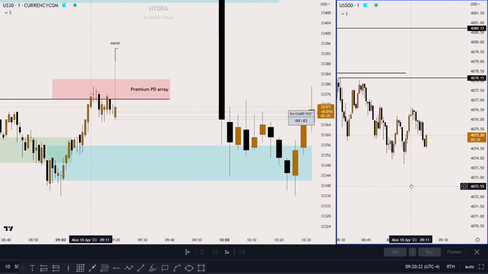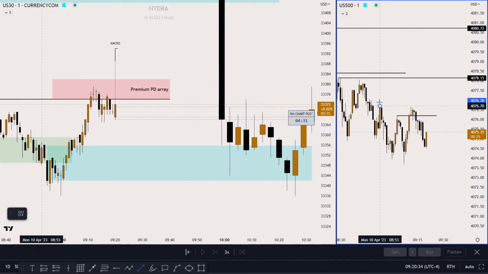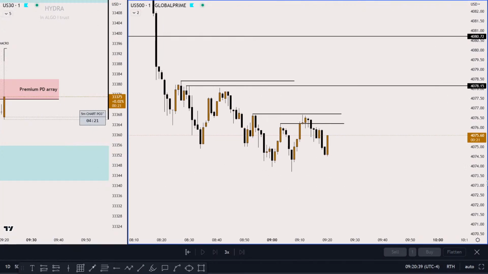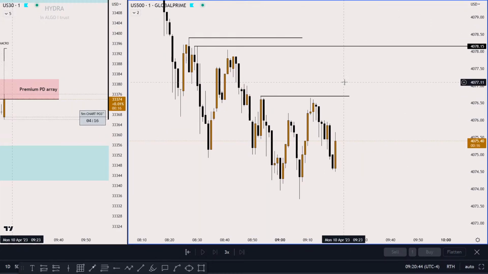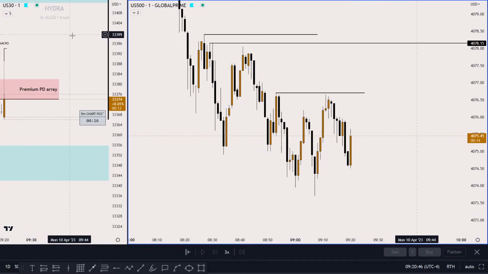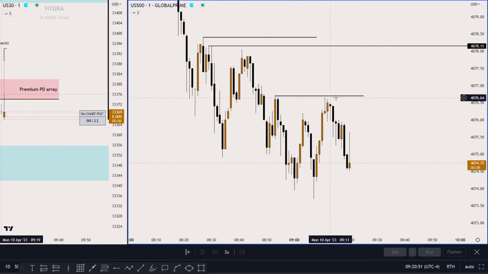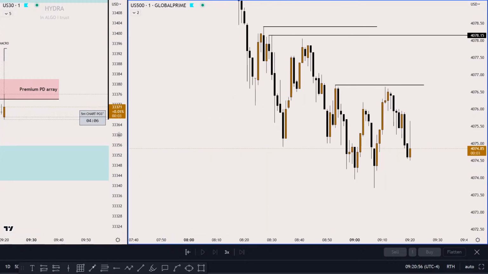Let's look at US 500. US 500 also took buy side liquidity here. So US 500 also offered a stop hunt, but US 500 generated equal highs. Look at this pair. That's why I hate US 500, you know? When I have a clean idea on US 30, US 500 does not agree with that. Look at these clean levels.